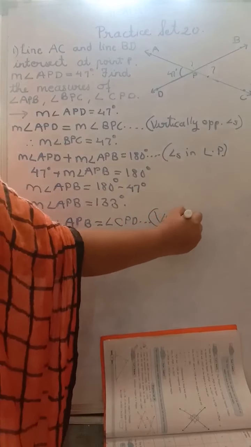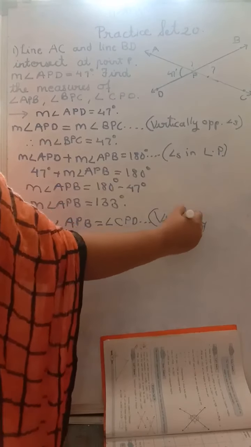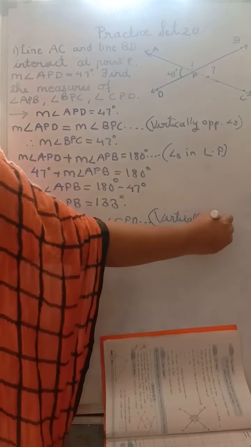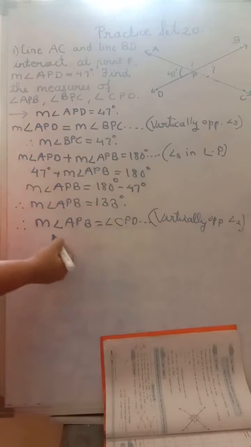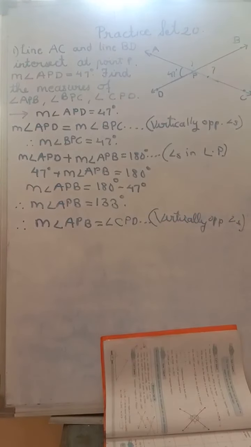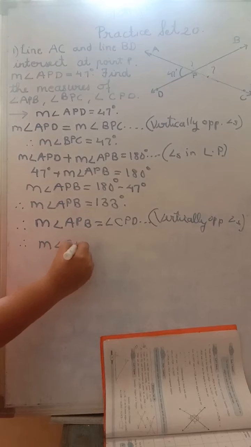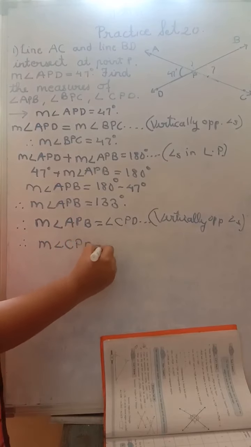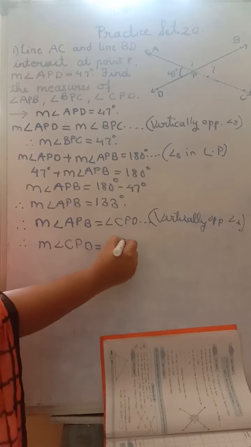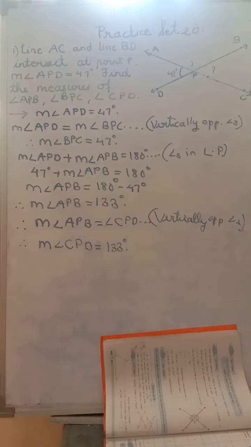Vertically opposite angles. Okay. So, they are vertically opposite angles. Means will their measurement be same? Therefore, measure angle CPD is equals to 133 degrees. So, did we get the answer of all the angles?